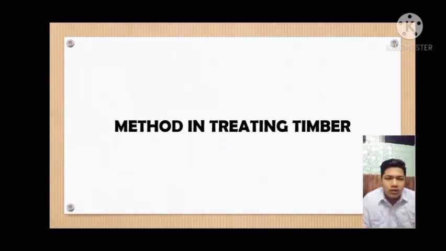The next question is question C, methods in treating timber.